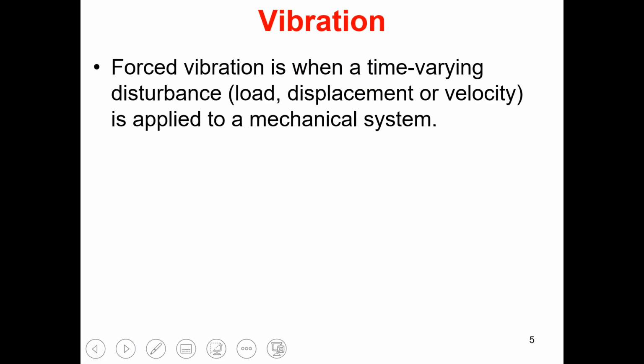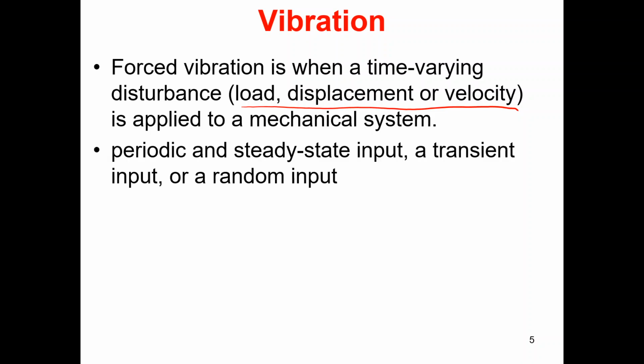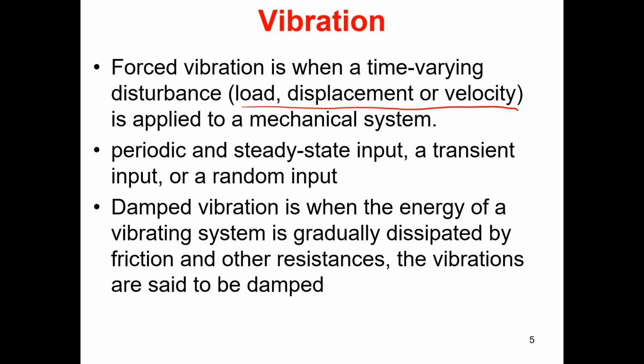Okay. But forced vibration is when a time-varying disturbance, like a load or displacement or velocity, is applied to a mechanical system. So most of the examples we're going to see are going to be focused on the forced vibration. The input can be periodic, steady-state, transient, or random.